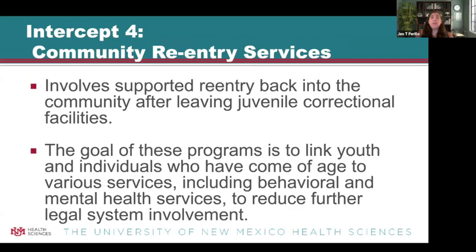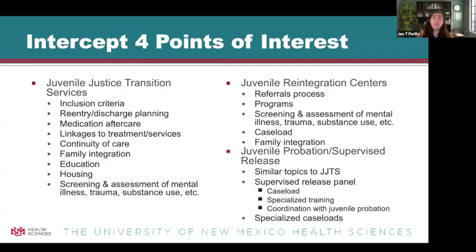Intercept 4 is community reentry services. So for juveniles that were placed in a correctional facility, this is supported reentry back into the community. And the goal of programs at this intercept is to link youth and individuals who've come of age to various services, including behavioral mental health services, to reduce further legal system involvement.